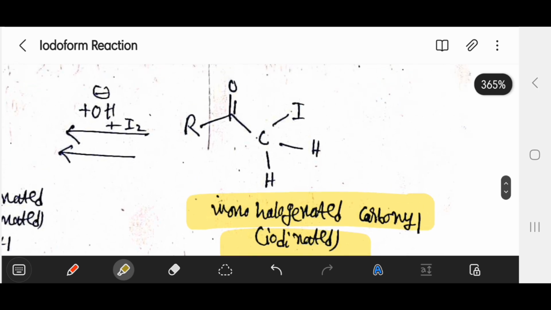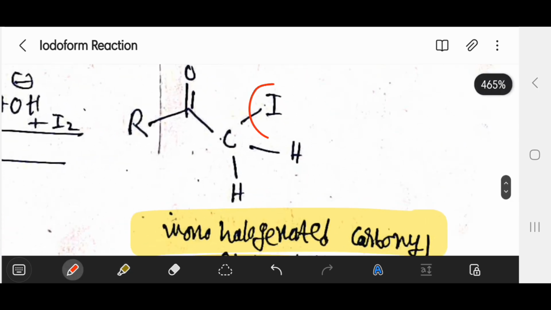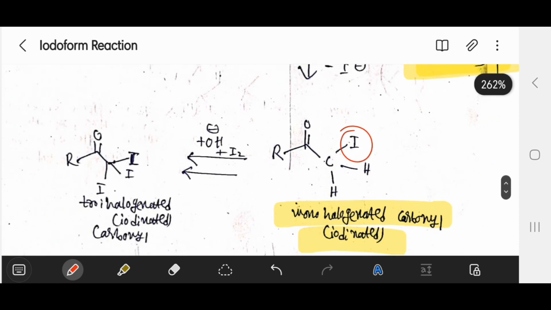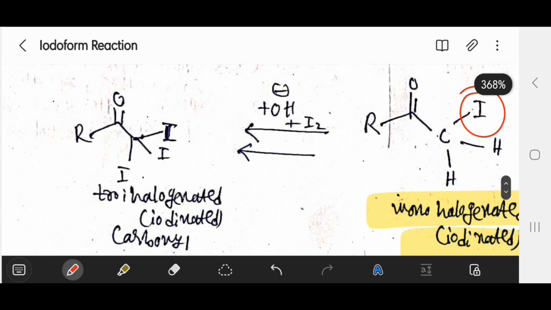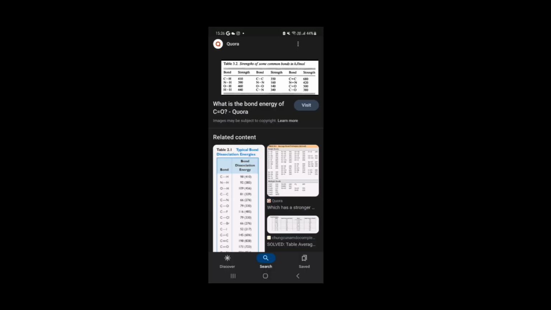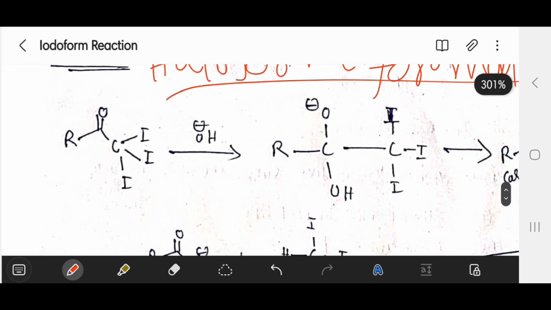Thus we will get the monohalogenated product, monoiodinated, because there is only one iodine, and this reaction will take place twice, and we will get the trihalogenated or triiodinated product. How this triiodinated species or carbonyl is converted to haloform, let's see.